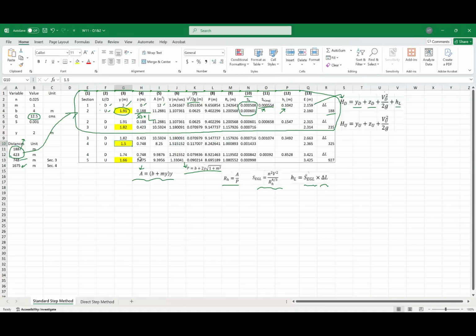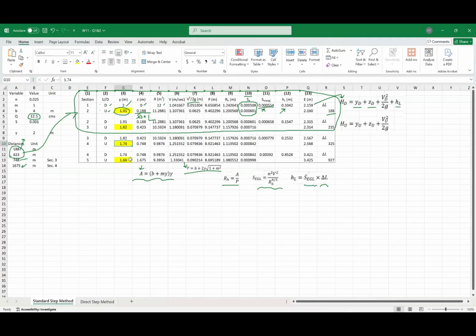We got closer, but we still need to find the correct value. So let's say 1.7. We got very close, but we still need to find the exact value. So if we say 1.74, these are almost equal. So we can say that the water depth for this section is 1.74.